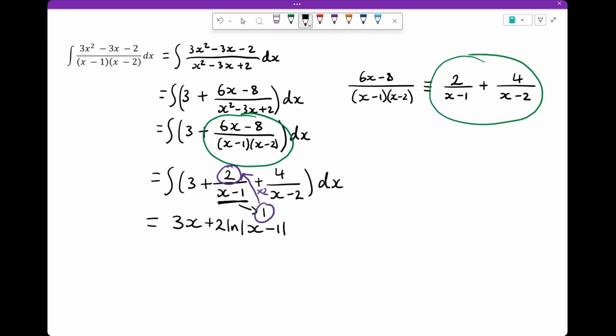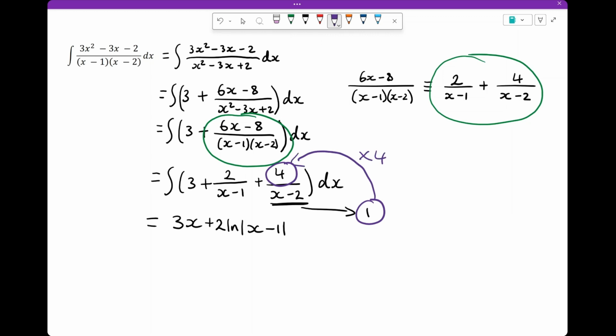Then let's have a look at my final fraction, okay, which is the 4 over x subtract 2. Well, if I differentiate my denominator, I would get 1. And comparing that to my numerator of 4, well, I'd have to multiply by 4 to get there. So we're going to make use of that times 4 in my answer. It would be plus 4 lots of the natural logarithm of the modulus of x subtract 2. And then, of course, we need our plus c.